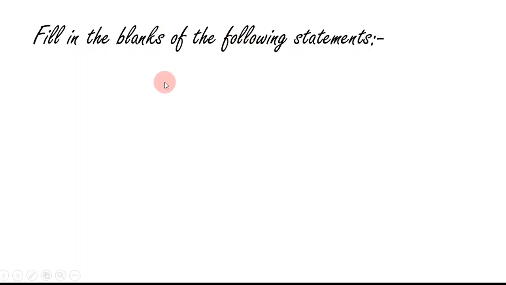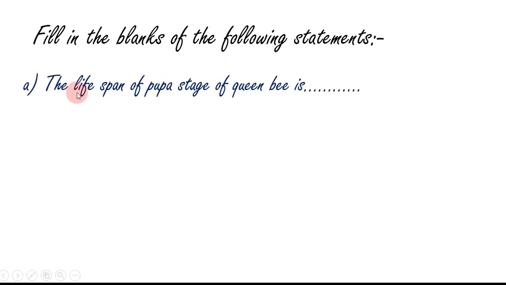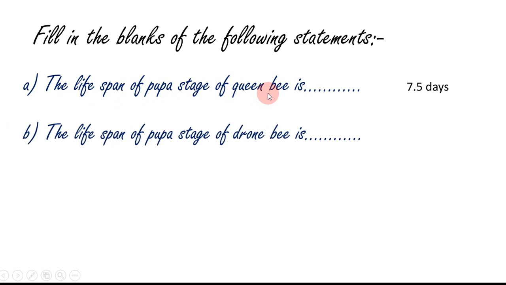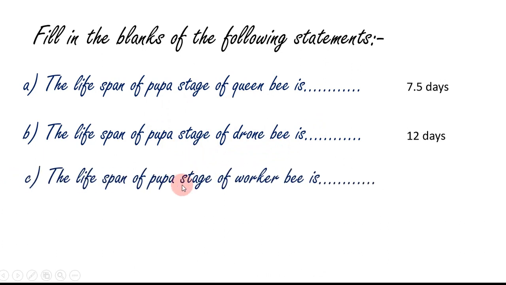The first question is, the lifespan of the pupa stage of queen bee is 7.5 days. And the lifespan of the pupa stage of drone bee is 12 days. And the lifespan of the pupa stage of worker bee is 14.5 days. Remember these days, okay? These are important. They may ask in the very short questions, okay? And 2 marks questions also.